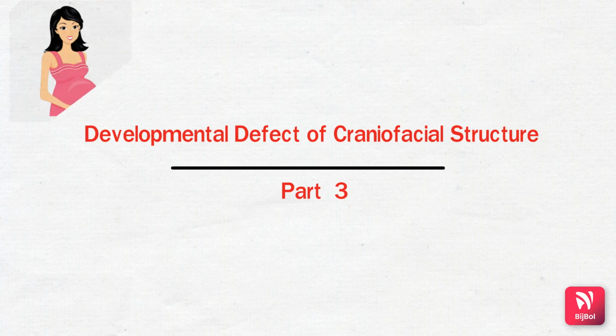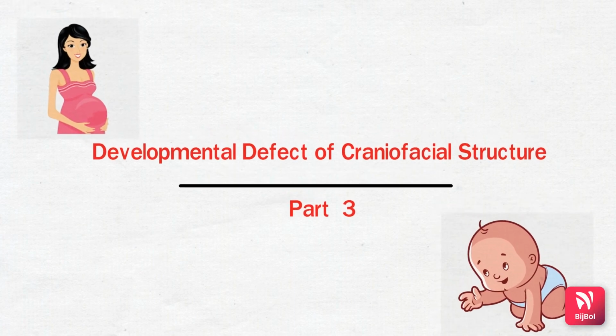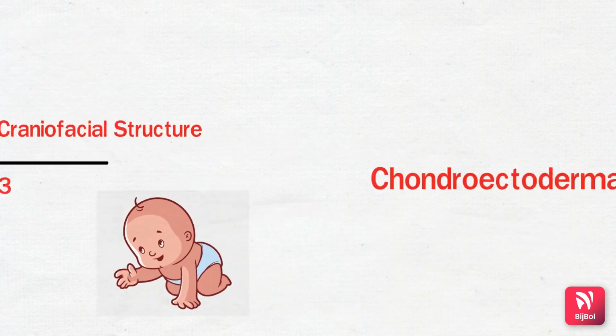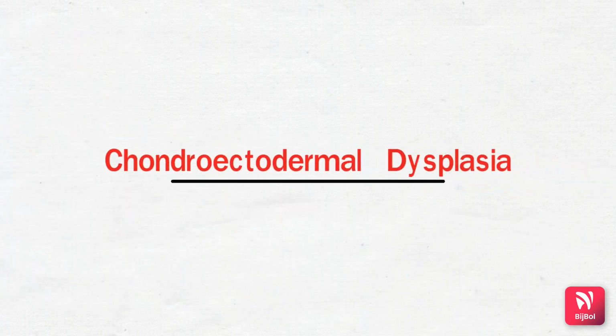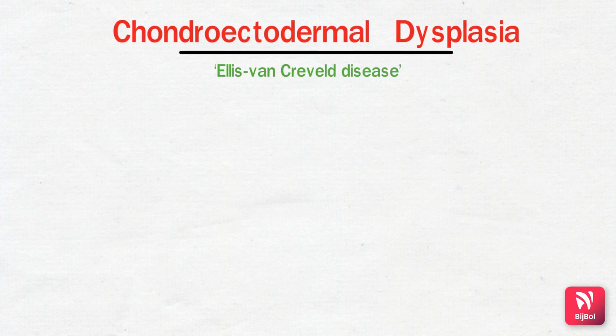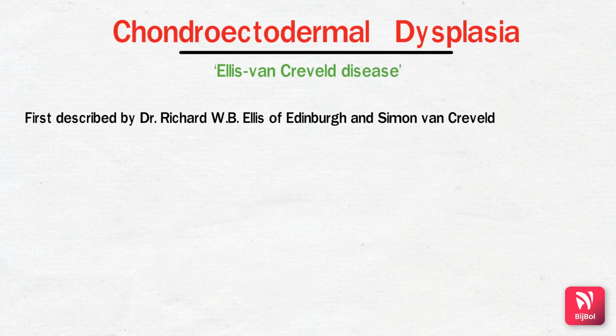We will be dealing with the remaining part of the developmental defects of the craniofacial structures today. The first defect which we'll be dealing with is chondroectodermal dysplasia. It's also called Ellis-van Creveld disease. This disease was first described by Richard W.B. Ellis of Edinburgh and Simon van Creveld, hence the name Ellis-van Creveld disease.